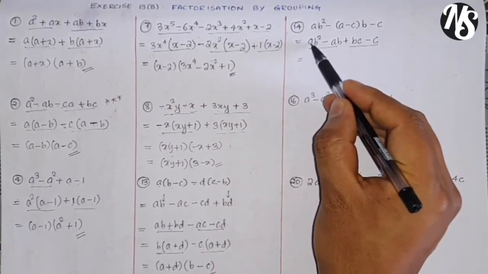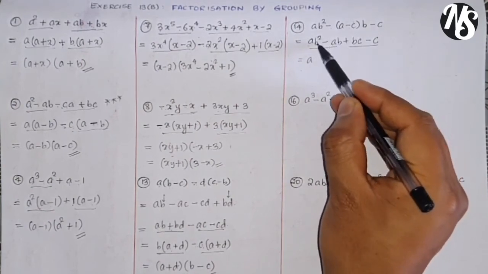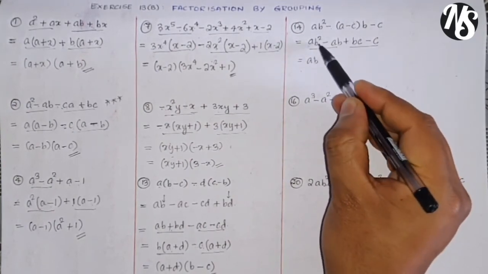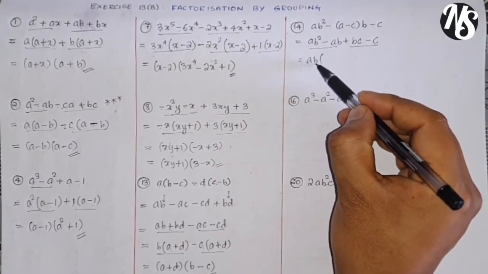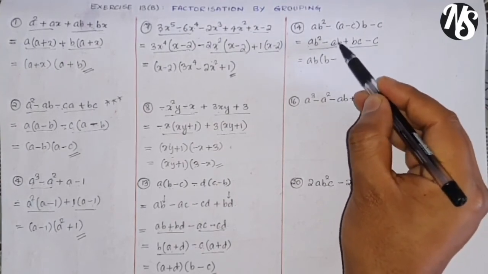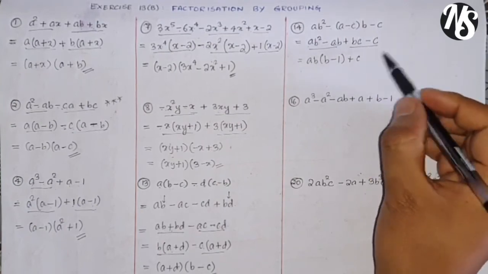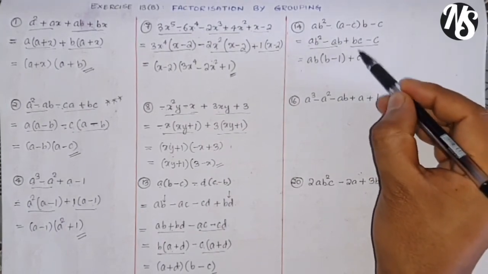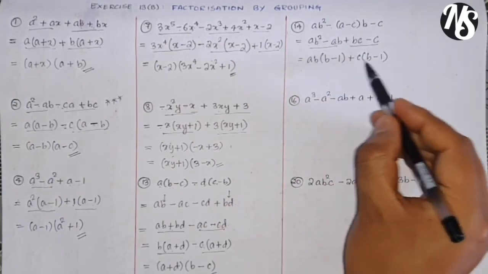So we see here we have A common, A is present in both. We have B common, isn't it? So when you take B common, you get, see, we have B square, B is gone, means only B is left, minus AB is gone, means only 1 is left, and from this we have C common. You get, if C is gone, you get B, and here you get minus 1. So B minus 1, B minus 1.